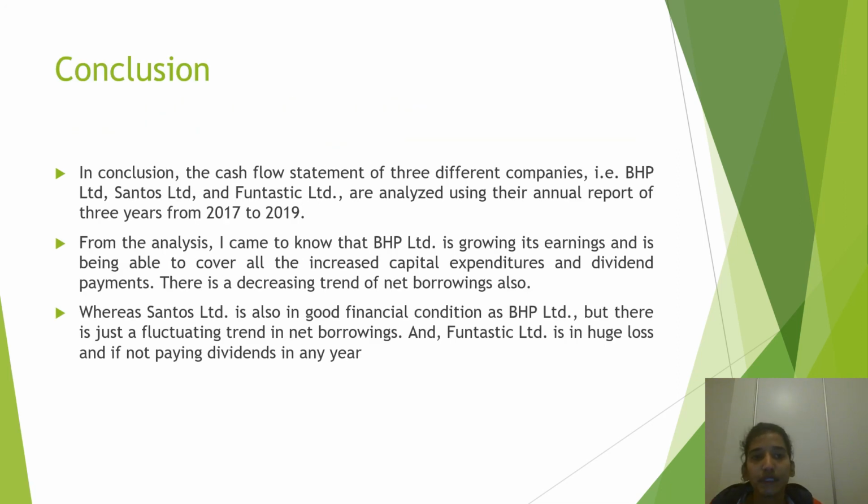In conclusion, the cash flow statements of three different companies, i.e. BHP, Sunstones and Fantastic Ltd, are analyzed using the annual reports for 3 years from 2017 to 2019. From the analysis, I come to know that BHP Ltd is growing in its earnings and is able to cover its increasing capital expenditure and dividend payment. There is also a decreasing trend of net borrowing.